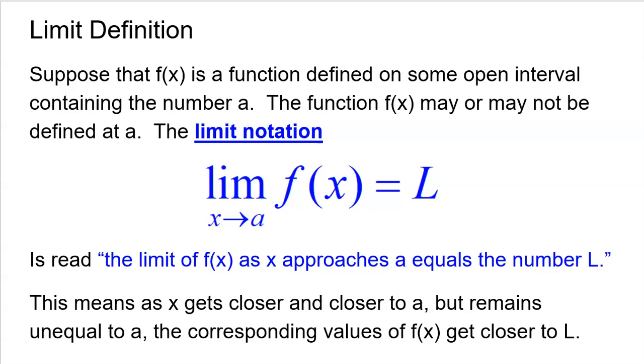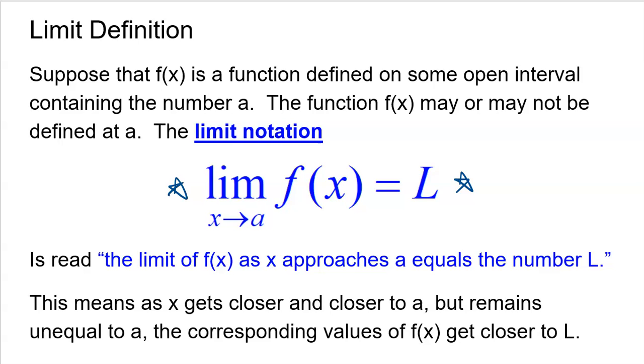And then we have the function. And then again, L is the number that the y values are going to. So we talk about what's happening to x, and the answer to a limit is the y value that we are approaching. So this is how it's written, and this is called limit notation. But again, it's pronounced the limit of f of x as x approaches a equals the number L. Hence, L is the limit.